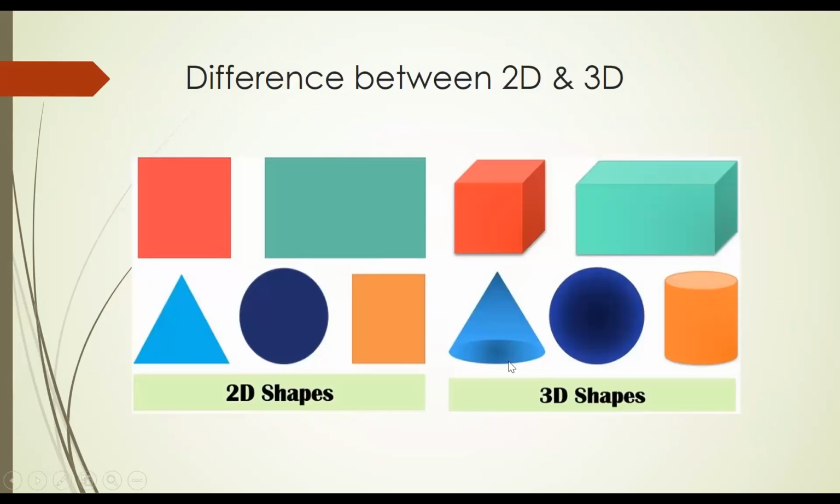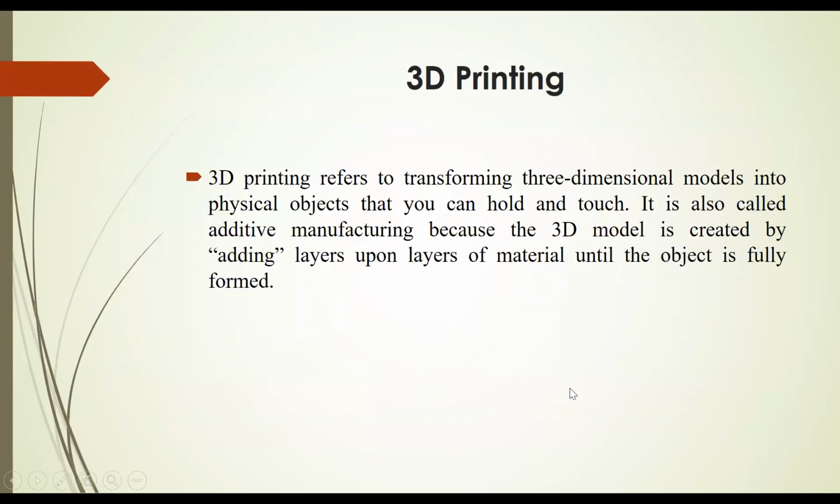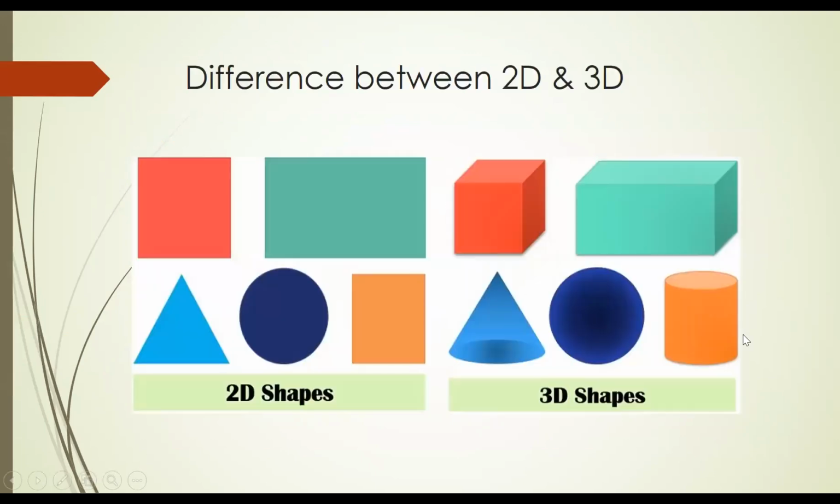This circle over here, right? That's a 3D. So this is a circle, this is a sphere. Fine. So this is how we can identify the difference between 2D and 3D. Now this is a normal rectangular box, and this is a cylindrical box. So this is how you can identify the difference between 2D and 3D.